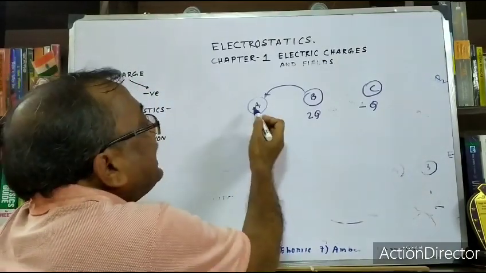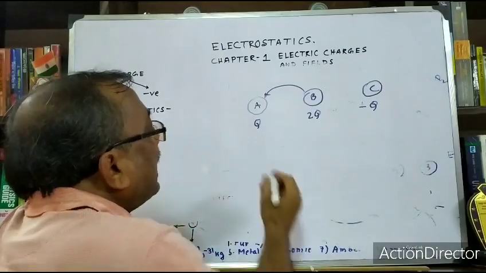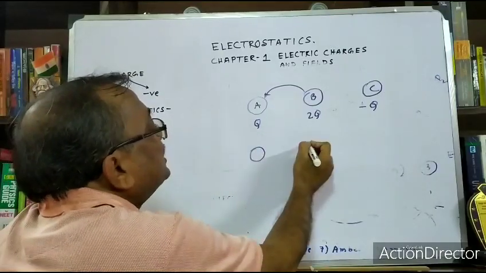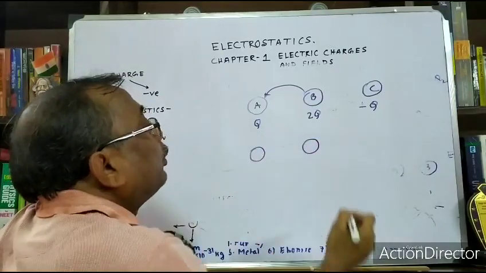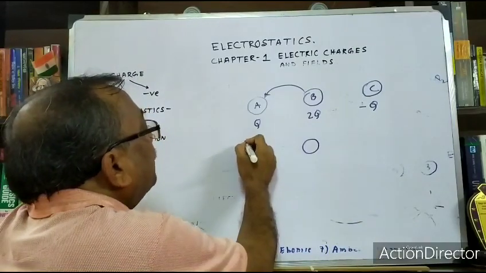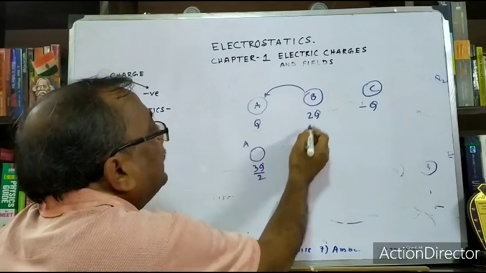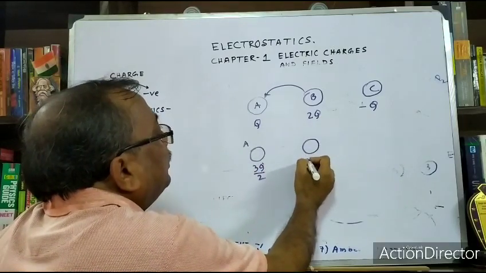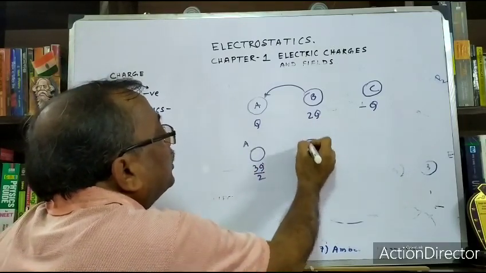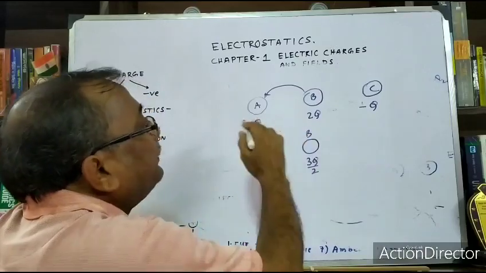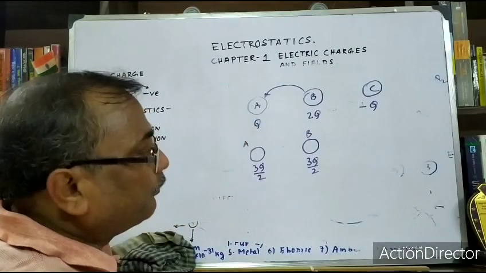Look here, when A and B are kept in contact, after separation the total charge will be equally divided. The total charge is 3Q, so the charge of body A will be 3Q by 2 and the charge of body B will also be 3Q by 2, when A and B are kept in contact and separated.